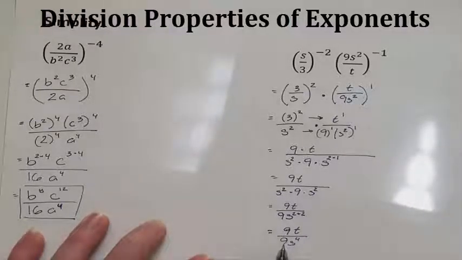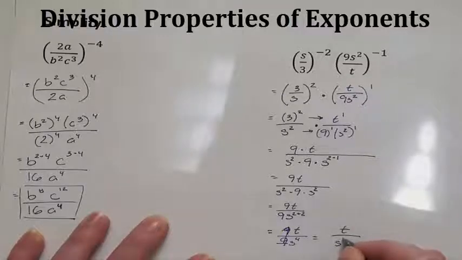What is 9 divided by 9? 9 divided by 9 is 1. So these actually cancel out. So I have t all over s to the fourth. Not same bases. There are no negative exponents. So it is finished, simplified, and you're done.